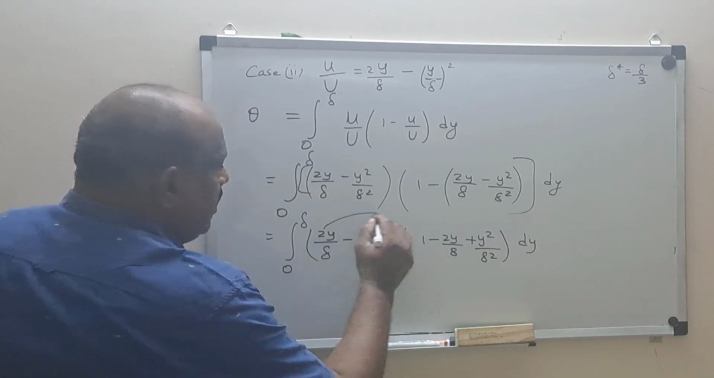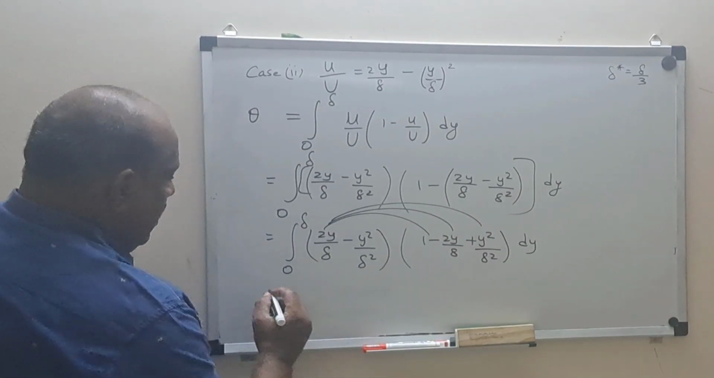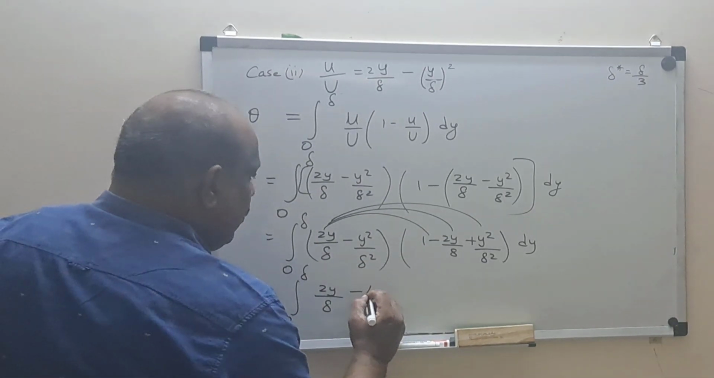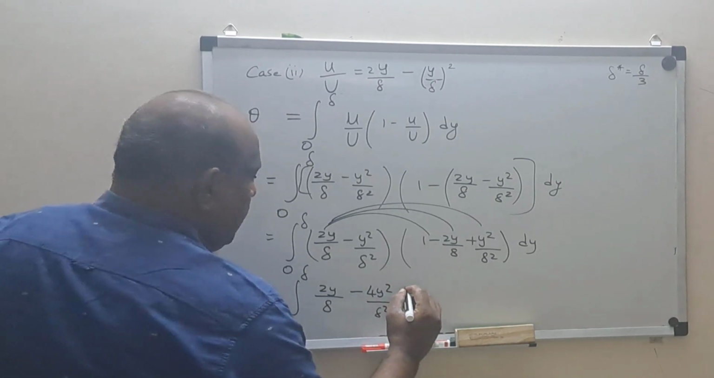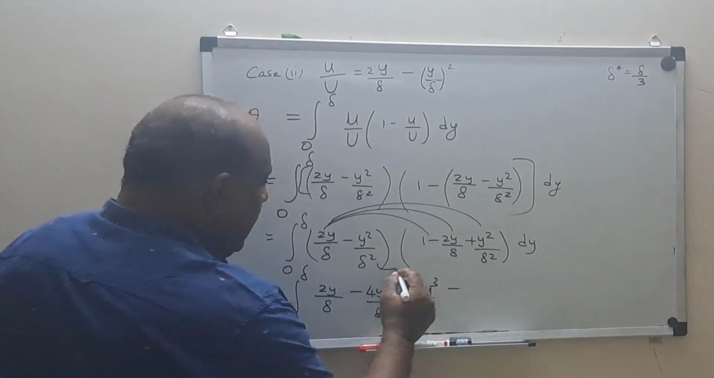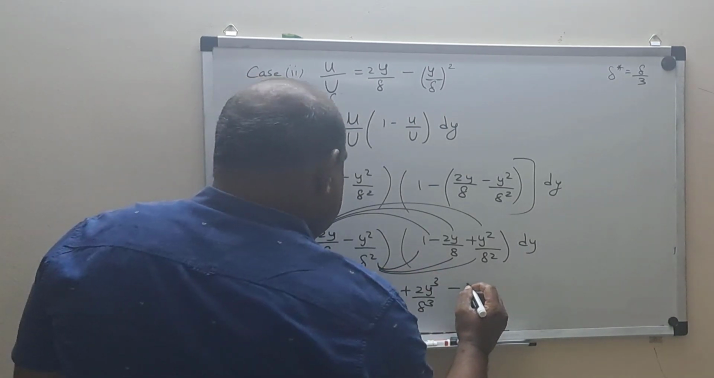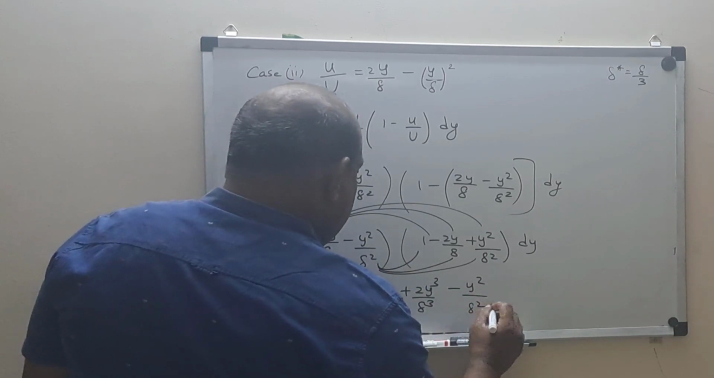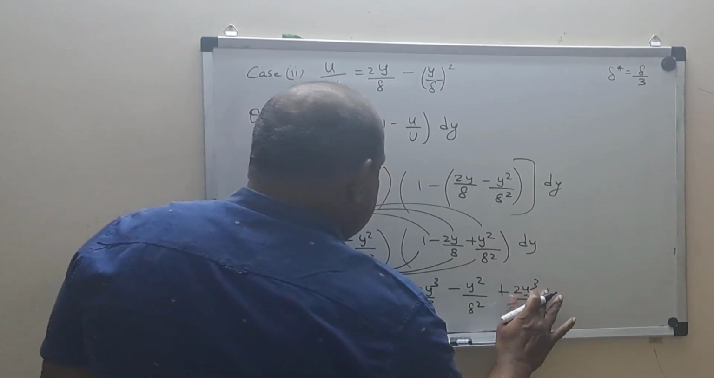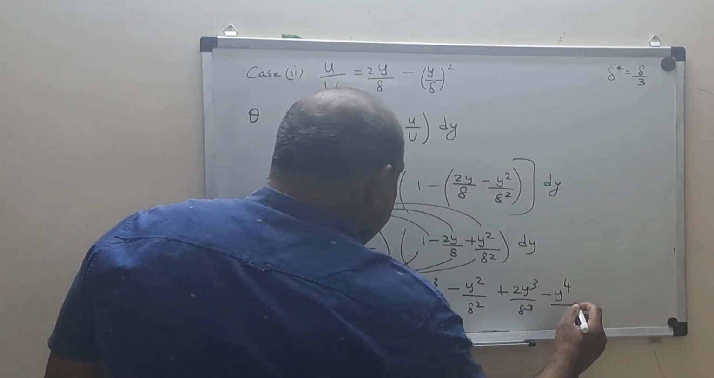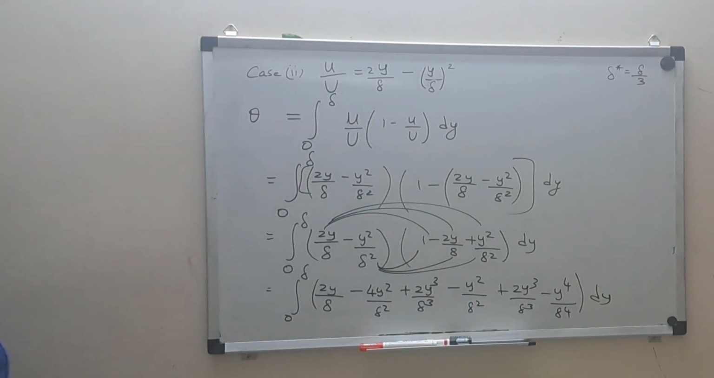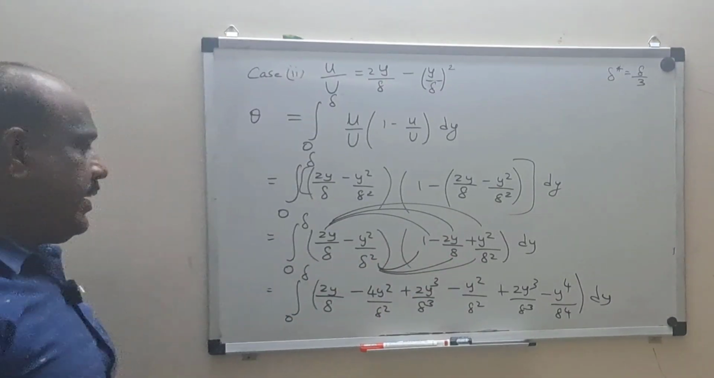So first I'll take this term and multiply with all three terms. Please tell me if I make any mistakes. It will be 2y by delta minus 4y squared by delta squared plus 2y cubed by delta cubed, minus, now multiplying by this one, y squared by delta squared plus 2y cubed by delta cubed, minus y power 4 by delta power 4. Still we have not integrated, we have just expanded this form. So instead of 2 into 3, we have 6 terms. Now we'll integrate.